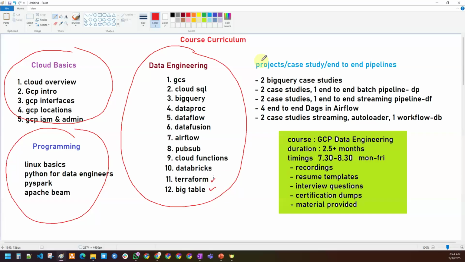are complementary. And you see here two case studies in BigQuery, two case studies and one end-to-end pipeline in Dataproc, two case studies and one end-to-end streaming pipeline in Dataflow, four end-to-end DAGs in Airflow, two case studies, one streaming case study, autoloader, one workflow in Databricks. So these are the projects or case studies you can include in your resume. So this is all about the course, everyone.